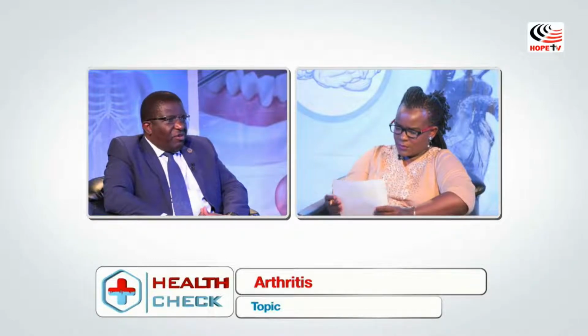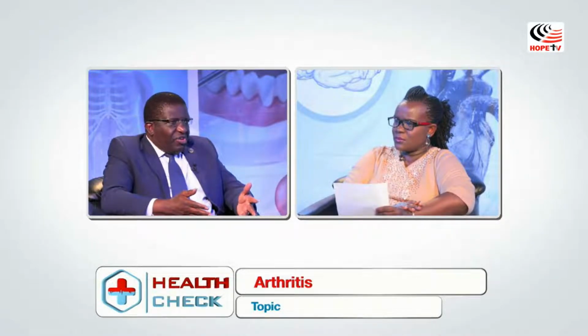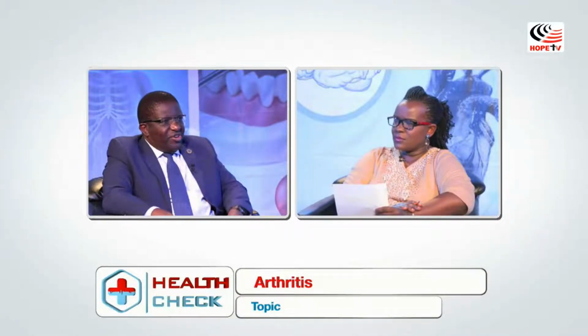But the commonest form of arthritis is called osteoarthritis. Osteoarthritis is pain and painful joints arising from degeneration of the joints, of the cartilage of the joints. And it is the commonest form of joint pain and swelling. It increases in prevalence as you grow older, because it comes because of overuse of the joint, or trauma to the joint, or a previous infection to the joint.